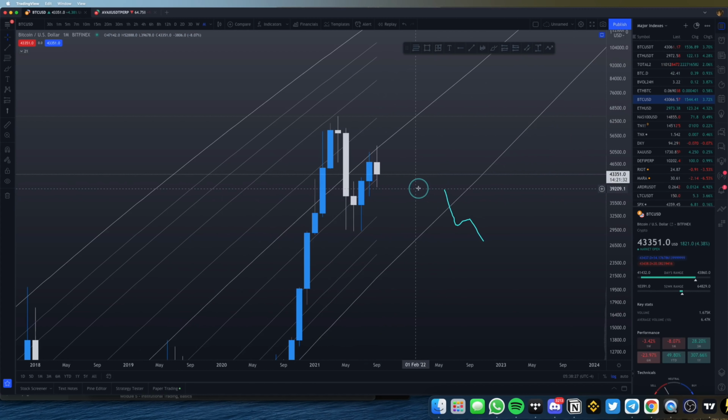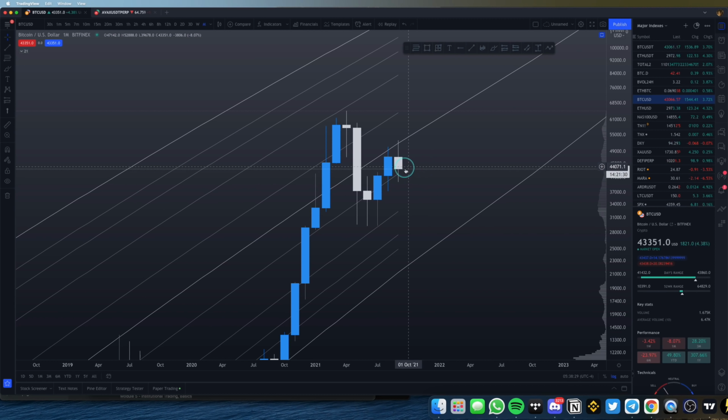At the moment, we are closing this monthly candle very strongly. We are sitting at about 43K right now, and this is a really good sign. The first thing you're going to want to keep in mind is we want to close the monthly above 42,300. That is key, absolutely key.